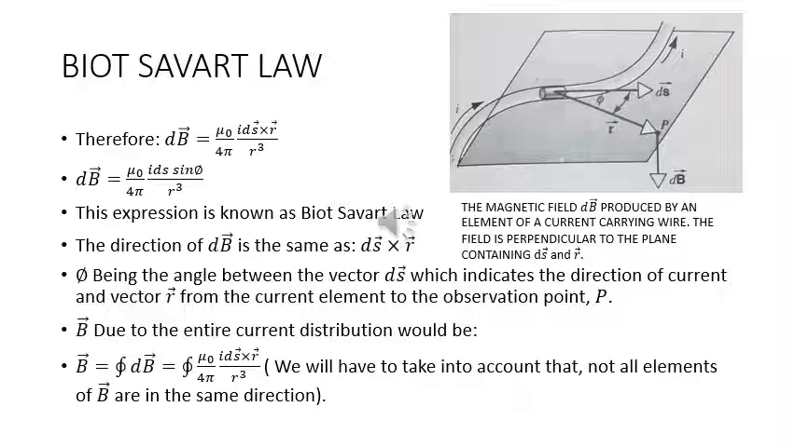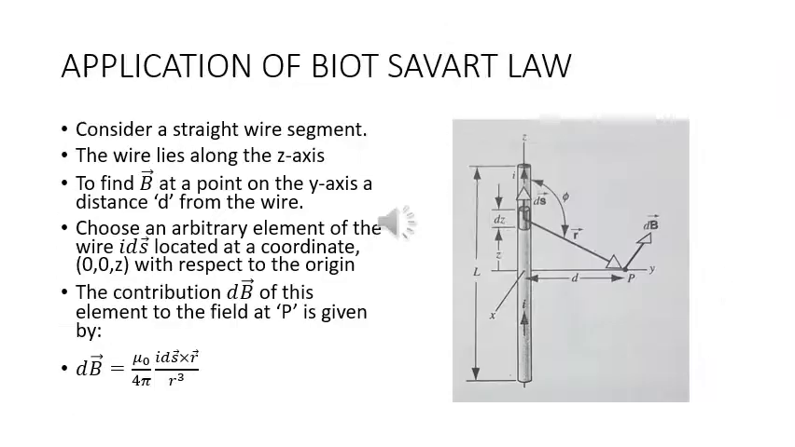B due to the entire current distribution would be B equal to closed integral dB, which is equal to closed integral mu 0 by 4 pi I ds cross r upon r cubed. We will have to take into account that not all elements of dB are in the same direction. Now we consider the application of Biot-Savart law.